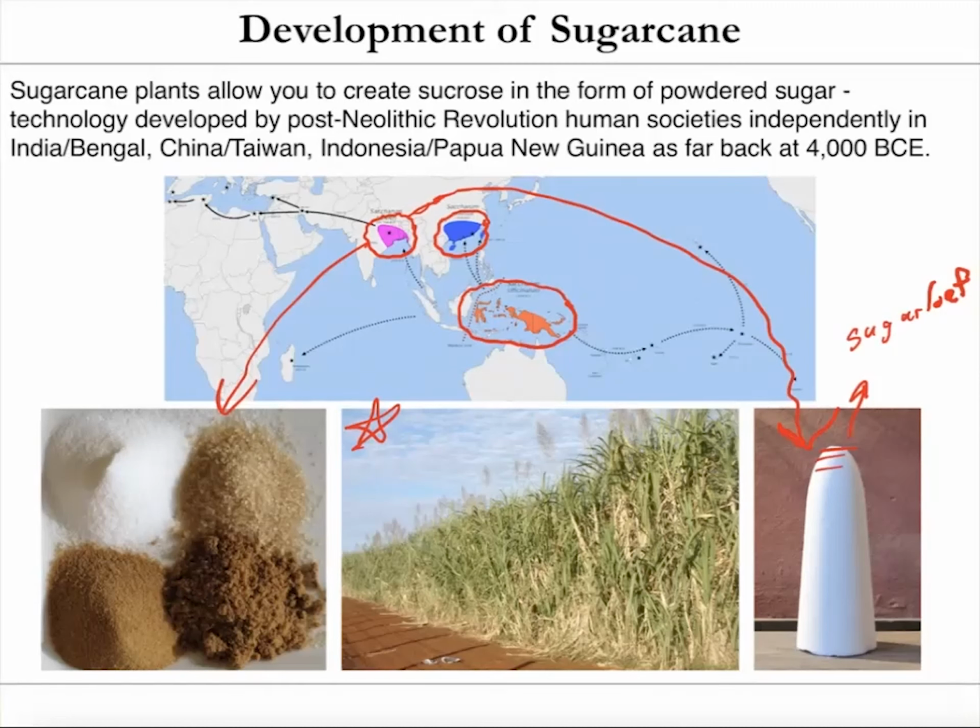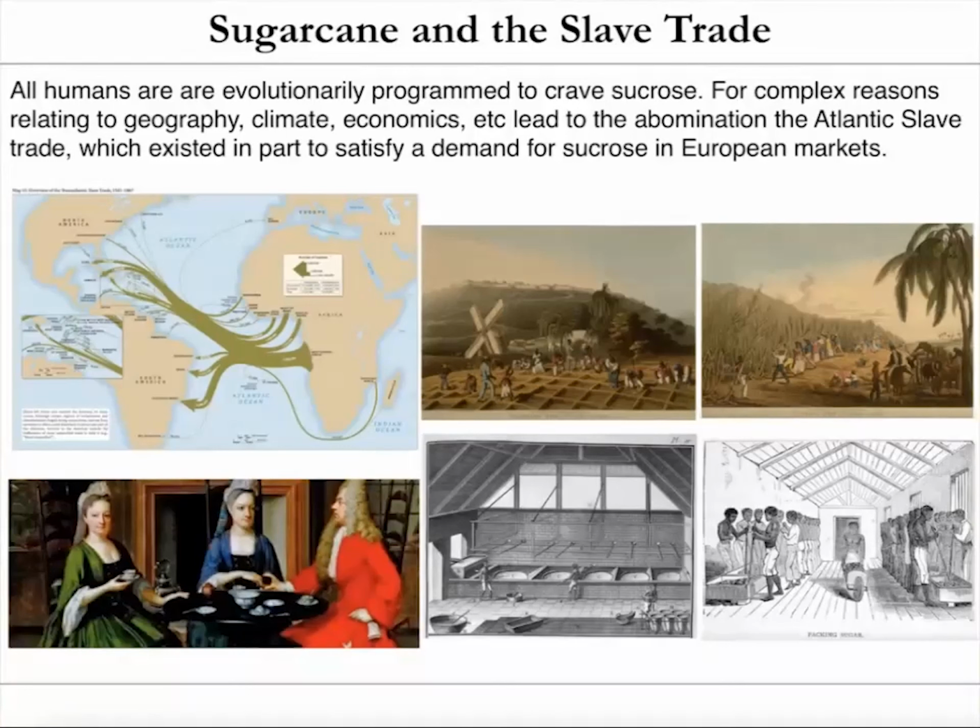But anyway, the development of sugarcane goes back a long time and was developed independently in 3 different places and then spread to other parts of the world. So you can see how that relates to the agricultural revolution and to humans' craving for sweet sucrose foods. So sugar became very popular, especially in Europe, for a long time, basically.